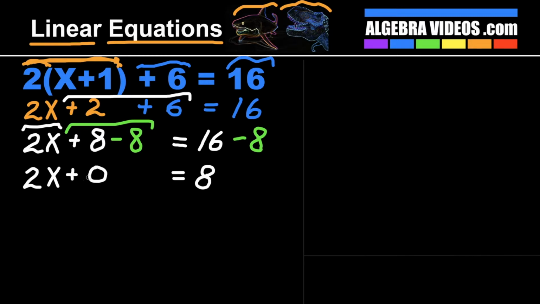So 2x plus 0 equals 8. So simplifying again, 2x. And we can just leave off this plus 0, right? We don't need that. And we'll just say 2x equals, and on the right side we have 8, right? So I'm going to write that down here. 2x equals 8. Now we just have to get rid of the 2.